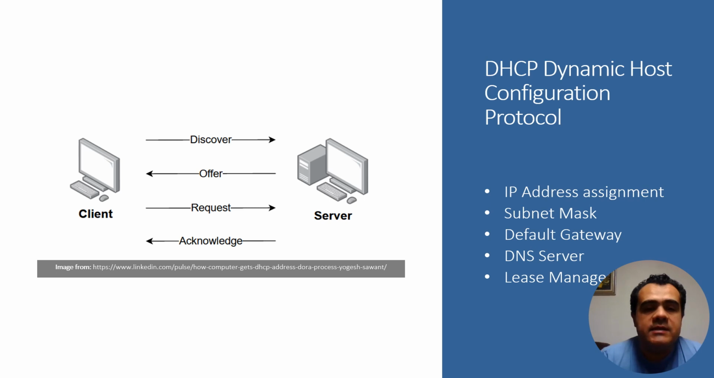Discover: the client always starts the request or the conversation. Discover sends a packet to discover the DHCP server. The DHCP server responds with an offer. It means the server says, hey, I can give you an IP address. The client, after that, sends a request for a specific IP address. And finally, the server responds with an acknowledge that finishes the communication, and the client gets the IP.